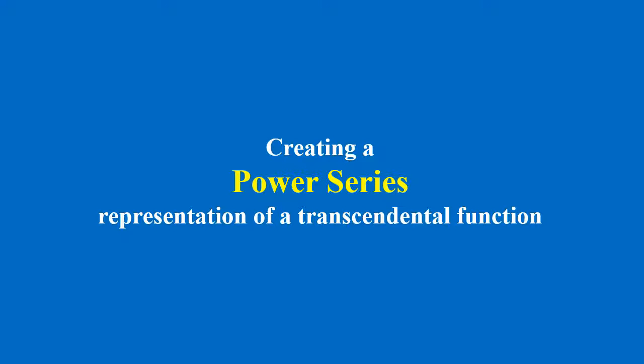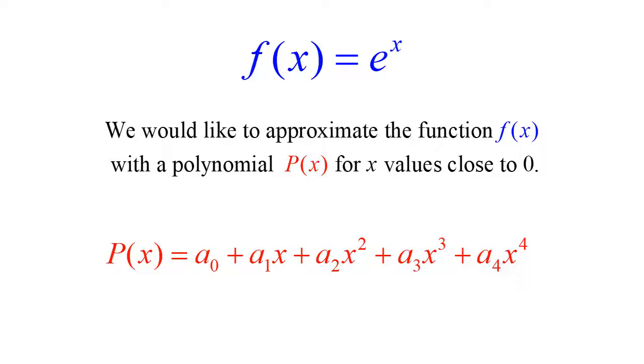Now I'm going to show you the idea behind the power series by coming up with the power series to represent the transcendental function e to the x. And we're going to use the p to represent the power series, the polynomial that we're coming up with. I've got this color-coded for you. And then the f of x, of course, is the function we're trying to convert to a polynomial or to a power series.